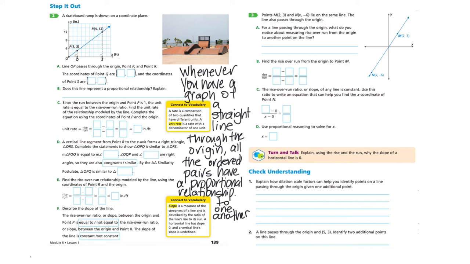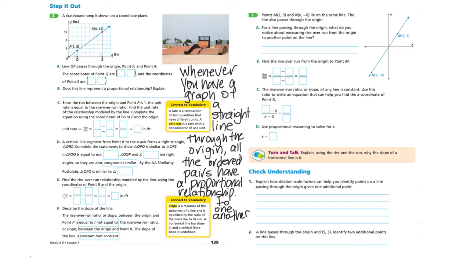So now look at number 3. Points M (2, 3) and N (x, -6) lie on the same line. The line also passes through the origin. For a line passing through the origin, what do you notice about measuring rise over run from the origin to another point on the line? So you can use some of the things that you learned here to answer A.